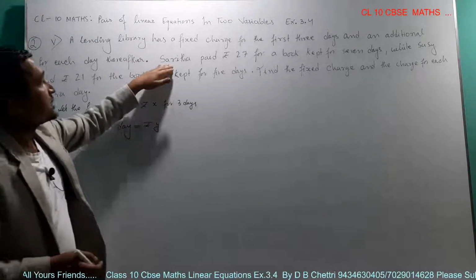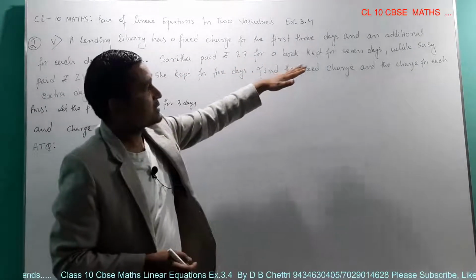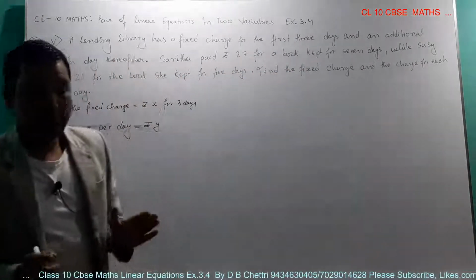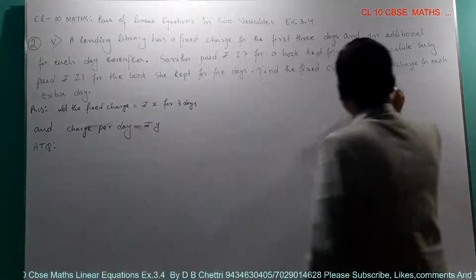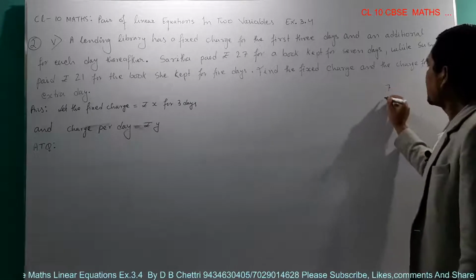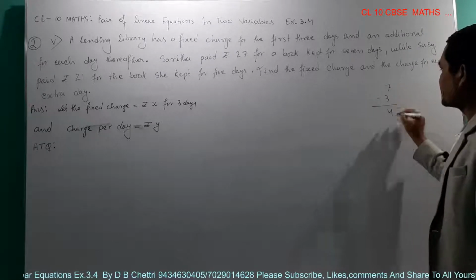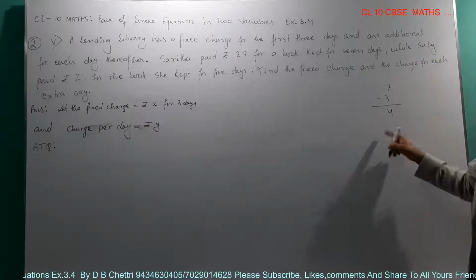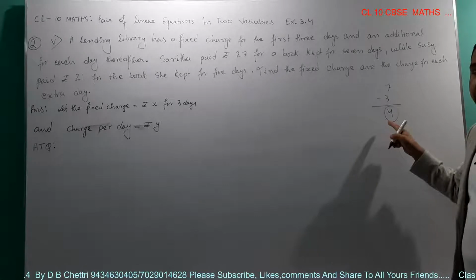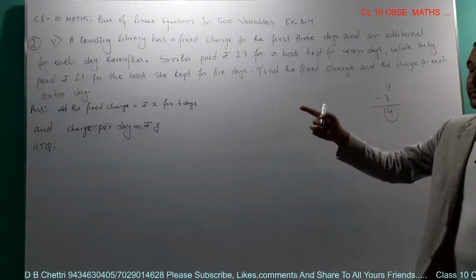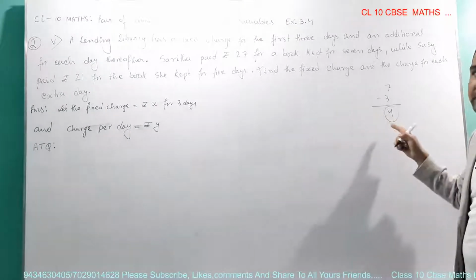Saritha paid 27 for a book she kept 7 days. Out of 7 days, 3 days' charge is fixed. Then how many days are left? 4 days. That means she has to pay an extra charge for 4 days. 1 day is y, 2 days 2y, 3 days 3y, 4 days 4y.